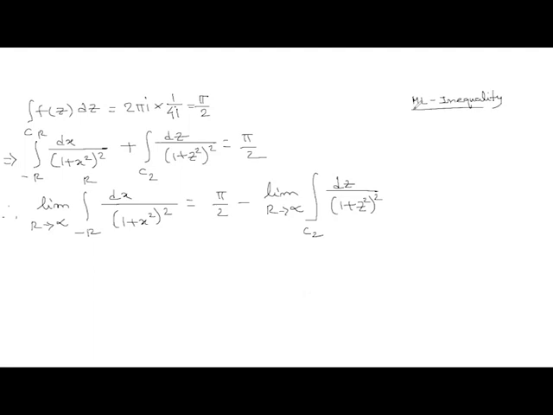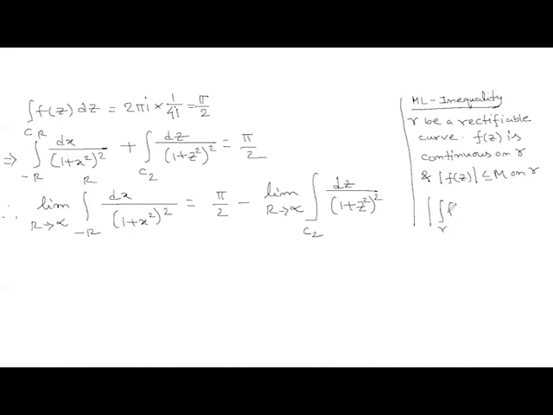which is also known as the basic inequality, that says if gamma is a rectifiable curve, that is of finite length, and f(z) is continuous on gamma, and mod of f(z) is less than or equal to M on gamma, then mod of the integral over gamma of f(z) dz is less than or equal to M into L(gamma), where L(gamma) represents the length of the curve gamma.